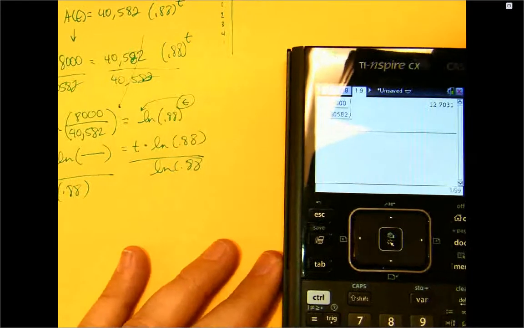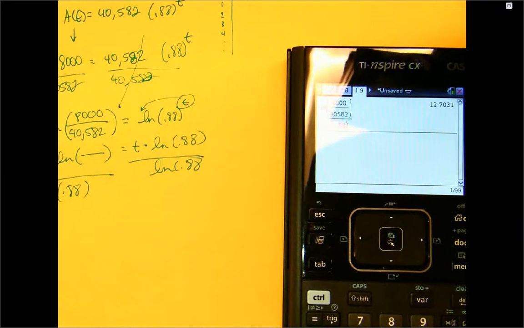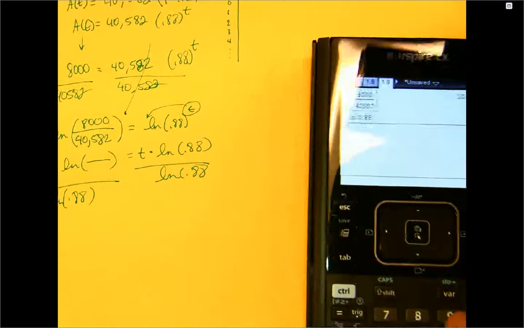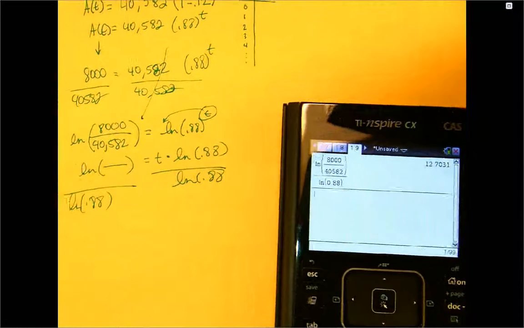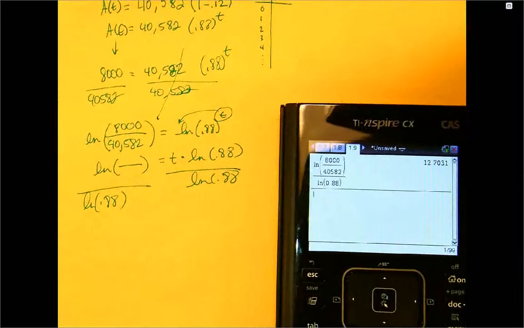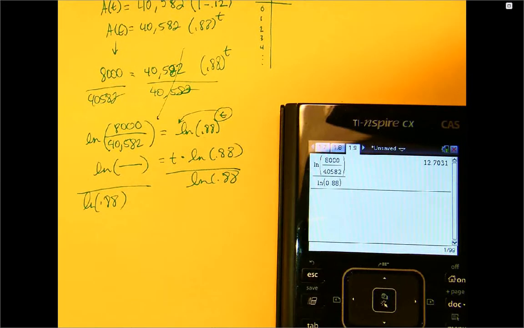So by doing the natural log, sorry about the glare, you can get your t value just the same. The graph works perfectly. The natural log works perfectly. Honestly, I will tell you this: the natural log is the easiest way to do it. But if you're not comfortable yet with the natural log, use the graph.